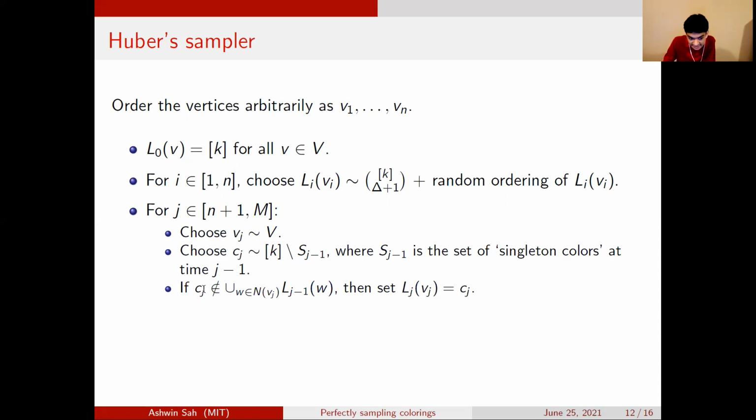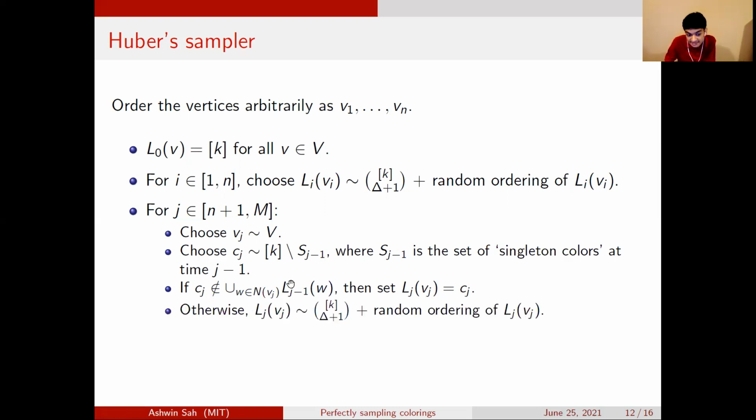Now, there are two cases. If c_j is outside the union of these neighborhood lists, we know that recoloring to c_j is never going to cause a problem. And so we can say, OK, let's just recolor to c_j, and let's set the bounding list to just the one-element list {c_j}. We just know what it is. That is what the update is going to be when we get to this point.